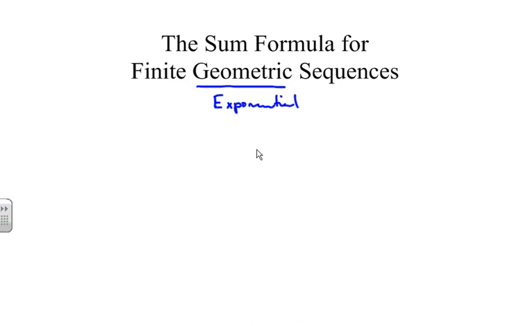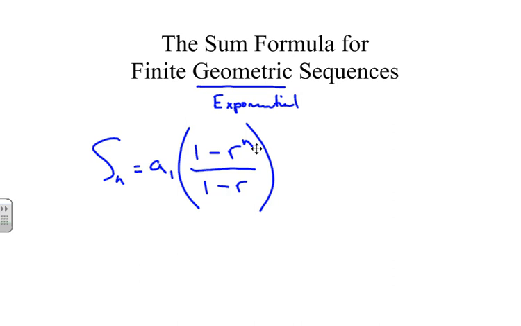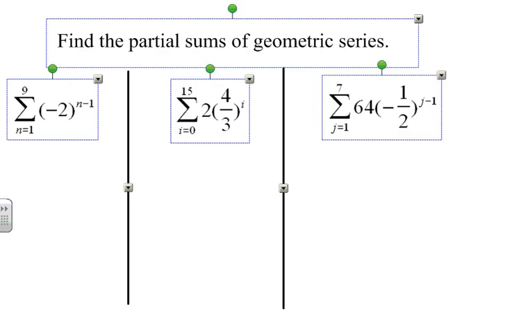Now, to find the sum formula, because they're geometric, we take our first term times 1 minus our ratio, whatever the constant multiplier is, to the n power, over 1 minus the ratio. That is the equation we're going to use to find our sums. So you might want to copy it down in your notes, because we're going to use it to identify the partial sums of these different geometric series.